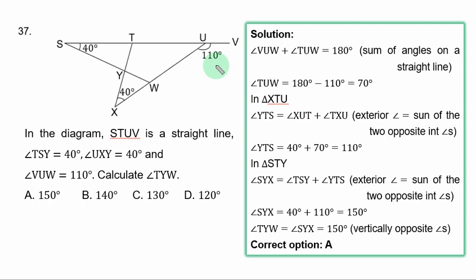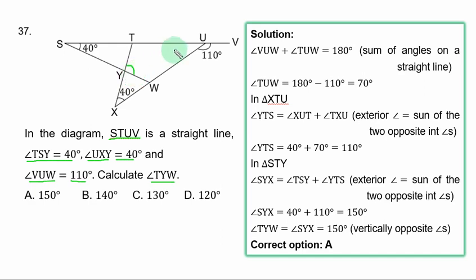Question 37. In the diagram, STUV is a straight line. Angle TSY is 40 degrees, angle USY is 40 degrees, and angle VUW is 110 degrees. Calculate angle TYW. That is this angle. We can use many approaches, but let's take one.